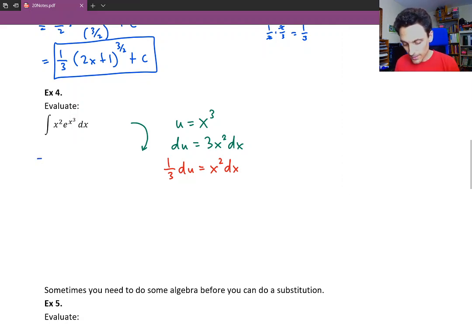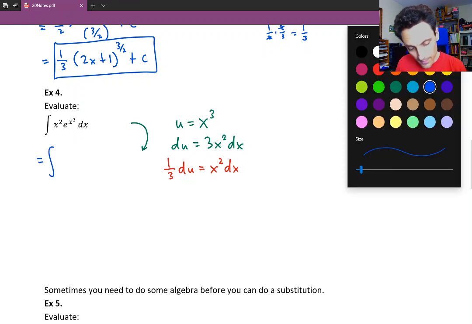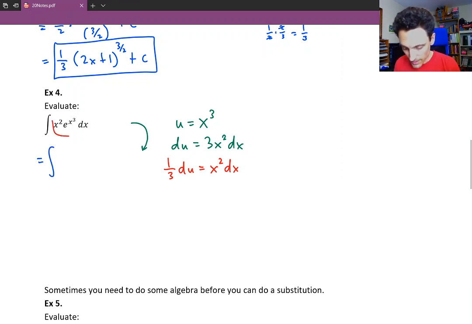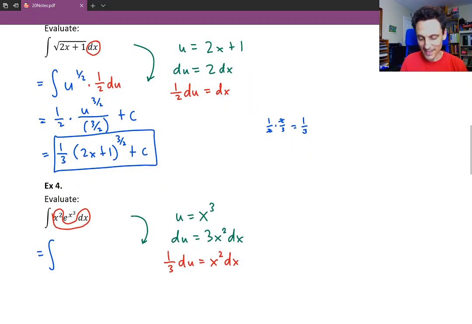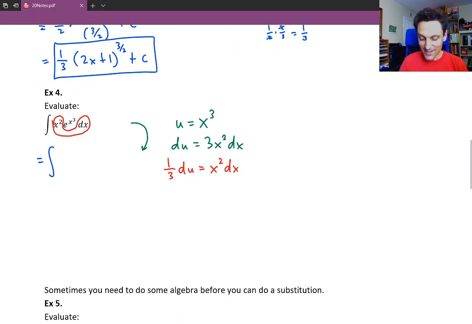So now we can integrate here. We're going to be replacing this x squared dx, and I just realized I didn't circle it over here. So to be complete, I'll circle the dx from the previous example. So we can circle this one as being replaced with a 1/3 du. Right, this will become a 1/3 du. And then for the other part, we have e to the u. E to the x cubed became e to the u.